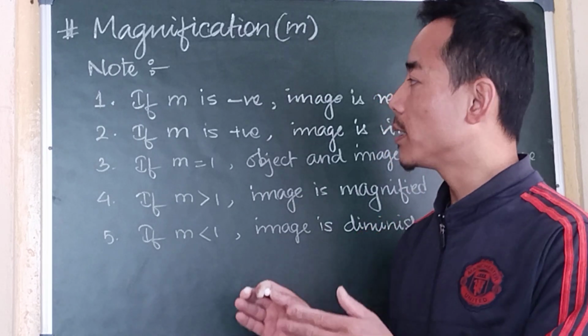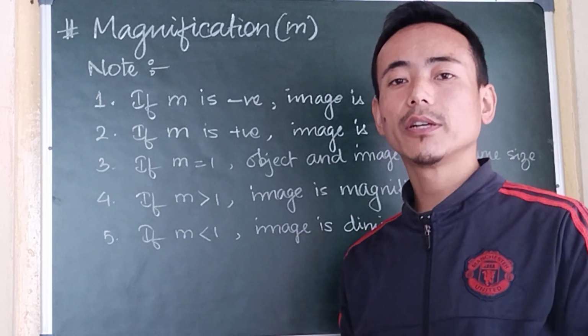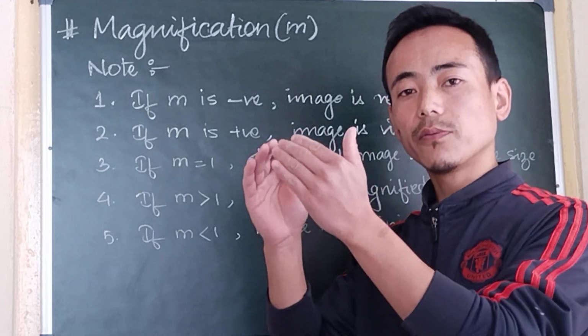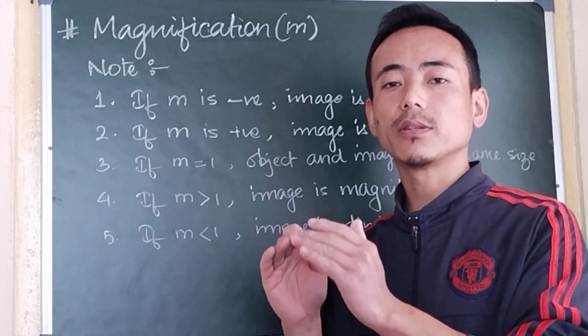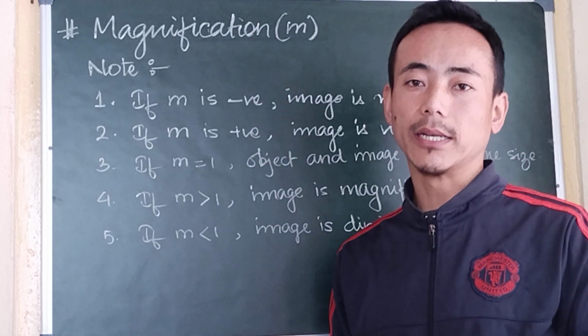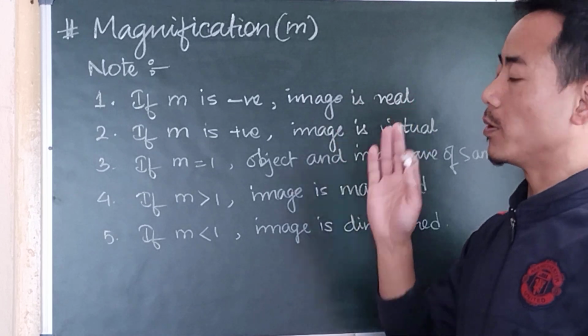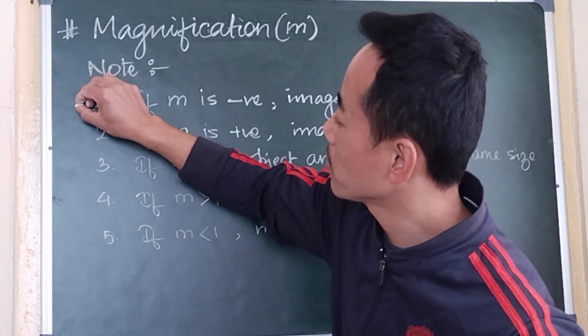So we have already done this sign convention in the previous videos. So for a real inverted image, the image is formed below the principal axis, for which the sign will be negative. So because of that, M will also become negative. So you have to remember, if M is negative, the image has to be real. So this one is important.